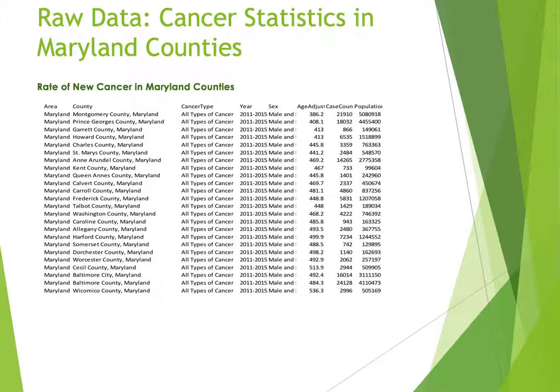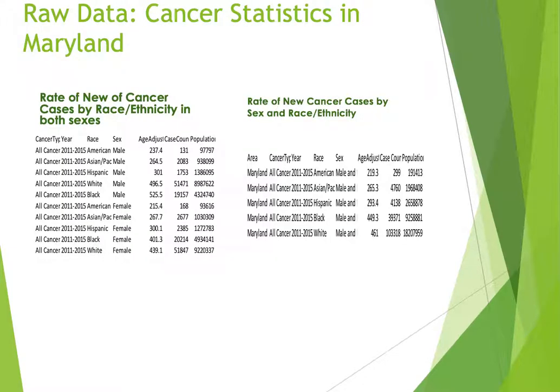counties. In particular, it looks at all types of cancer, all ages, all races and ethnicity, male and female, from the year 2011 to 2015. The data gives information on age-adjusted rates, case counts, and population for each county in Maryland. You can also play with these values in ascending and descending order in Excel to help interpret the data better. But overall, we can look at this data and tell that it is a little difficult to interpret and has very little meaning. The second set of raw data looks at cancer statistics in Maryland.